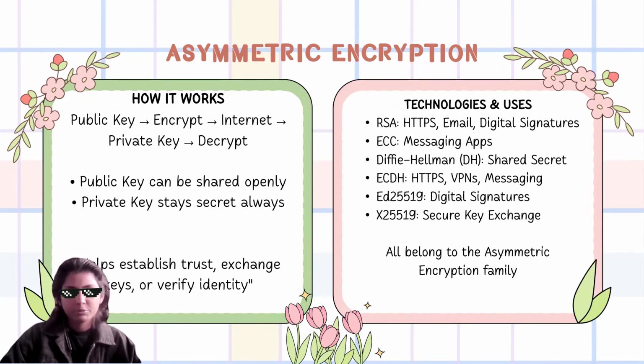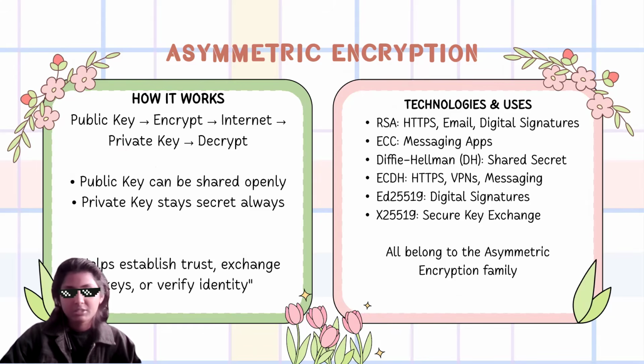Then you have asymmetric encryption. To solve the key exchange problem, cryptographers developed asymmetric encryption. Instead of one shared key, every user has two different keys: a public key, which anyone can have, and a private key, which only the owner should ever possess. If someone wants to send you encrypted data, they use your public key to encrypt it, and only the private key can decrypt it. Because the private key never needs to be shared, the key exchange problem is solved.